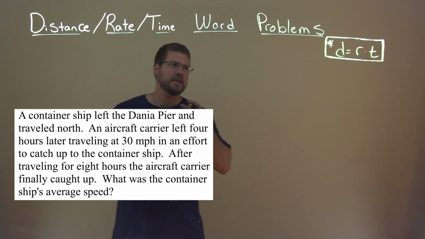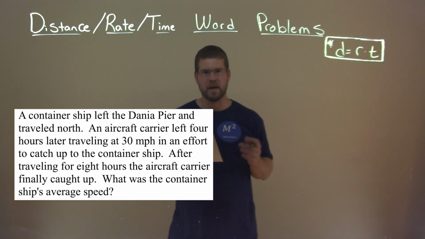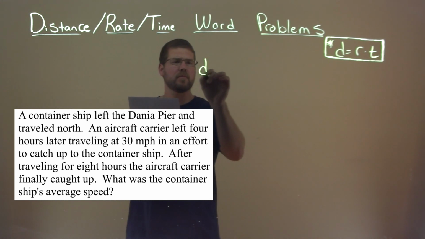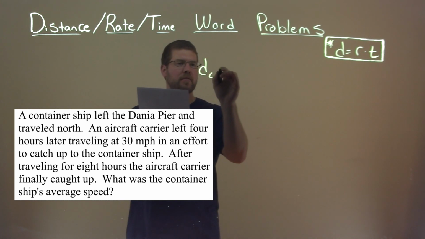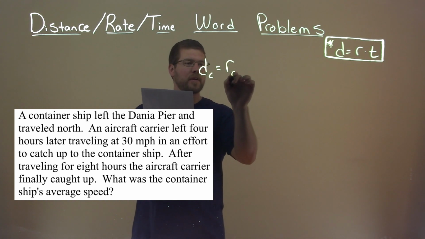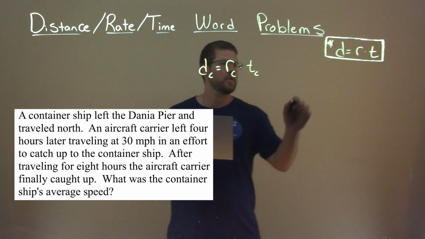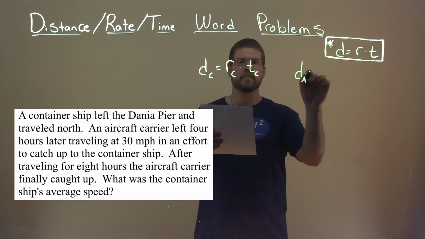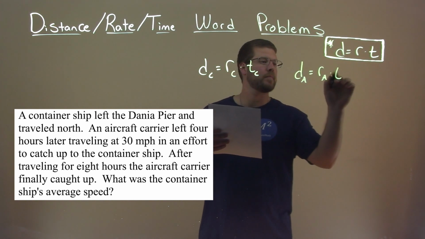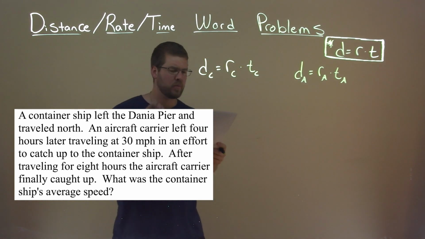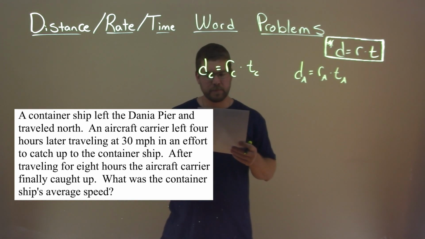So we need to break down two distance, rate, time problems here. The distance of the container ship travel equals the rate of the container ship times the time of the container ship. We can do the same thing with the aircraft carrier. Alright, so let's plug in what we know here.